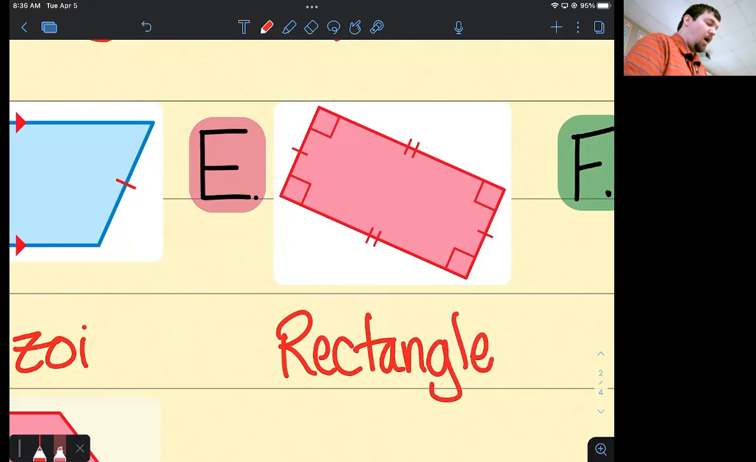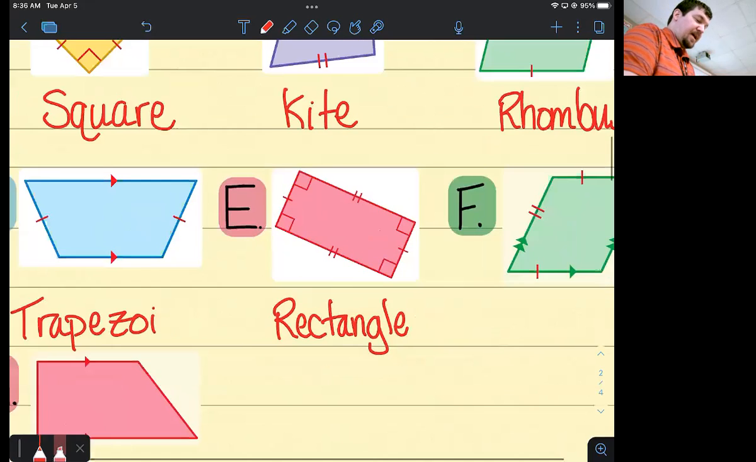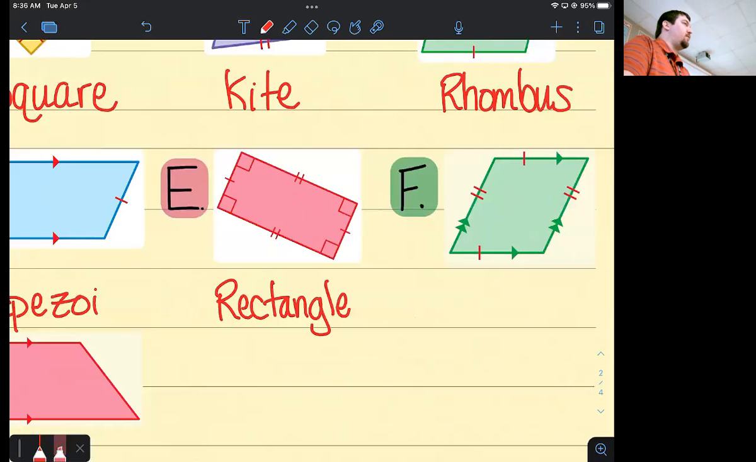And again, you're not wrong by saying that it's a parallelogram. By definition, it is. But I want the most specific name. If your parallelogram has 90-degree angles, it is a rectangle. Lainey, you writing this down? Okay. Example F, be careful here.